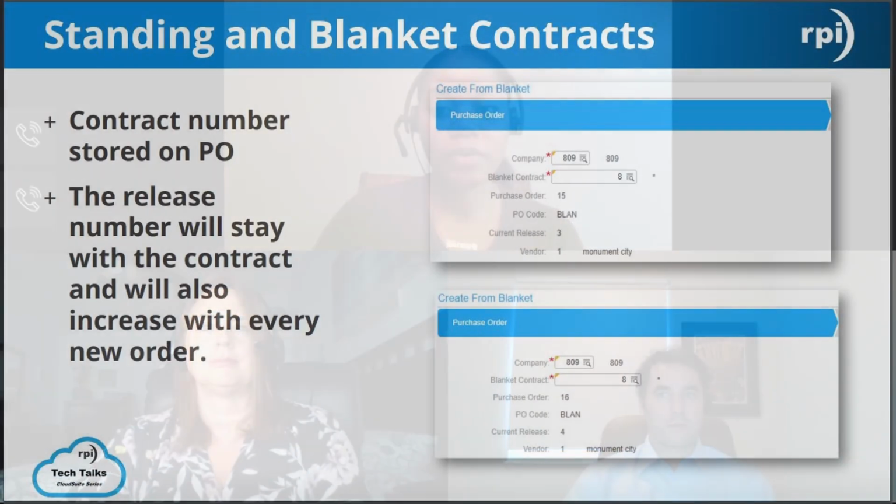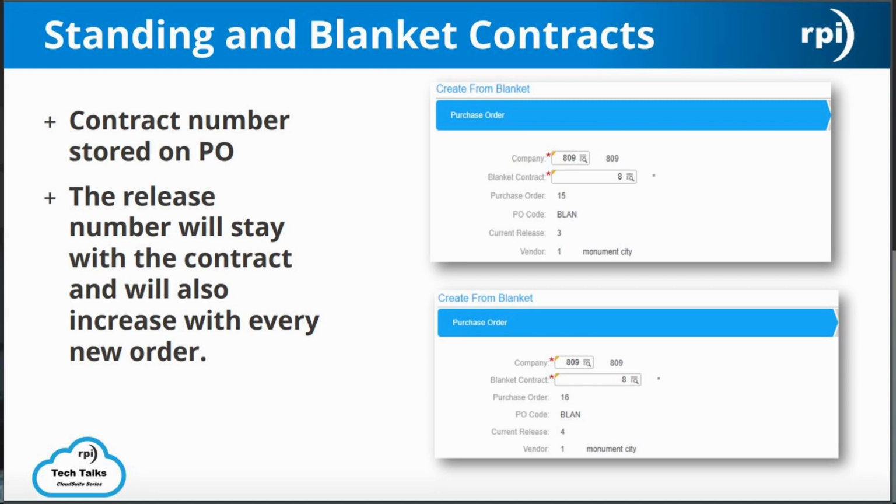Something to also note is for standing and blanket contracts, the contract number will be stored in the header of each PO created under the contract. The release order will stay with the contract and increase with every new order that is created. If you look at the current release field of the screenshots, you can see the first PO has a release of 3, and the next PO that went out under the contract has a release of 4.